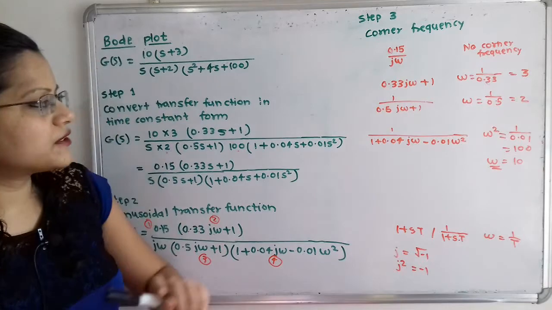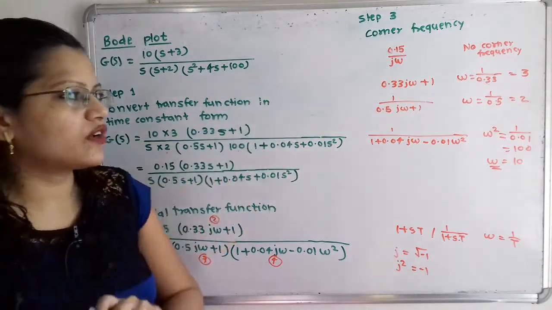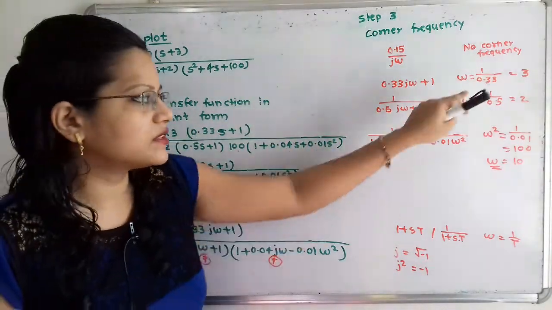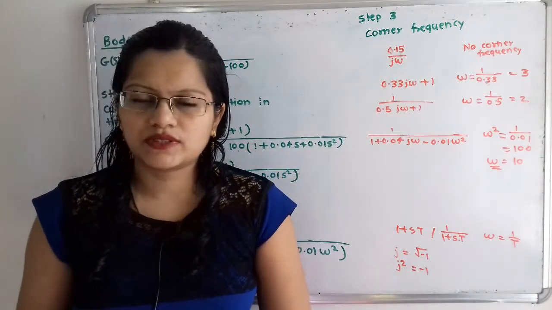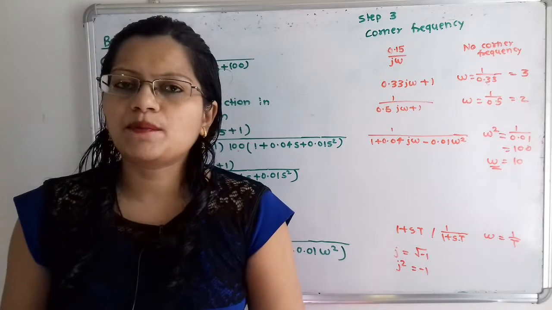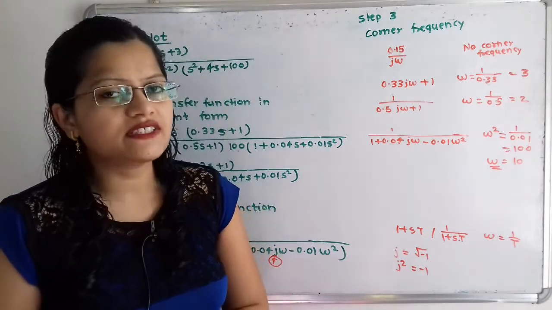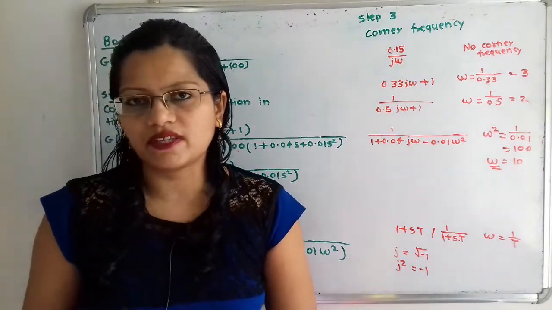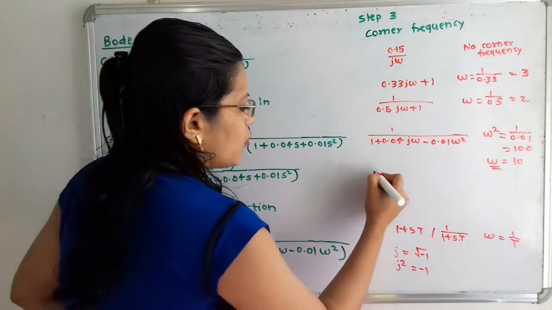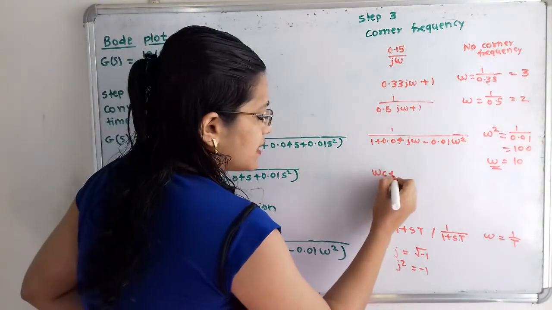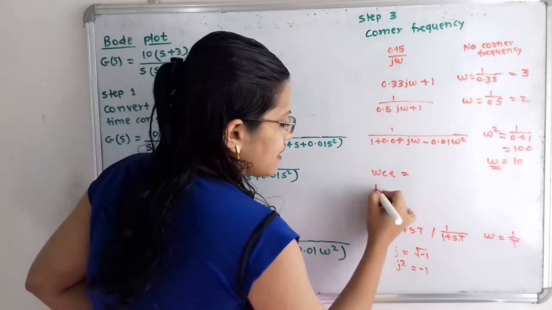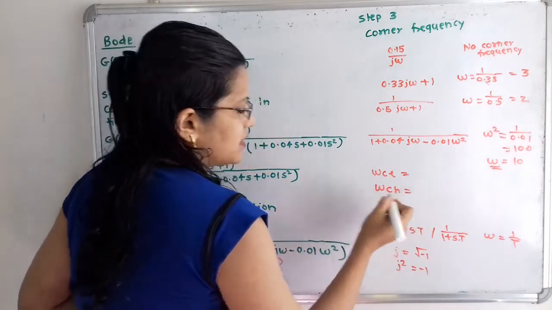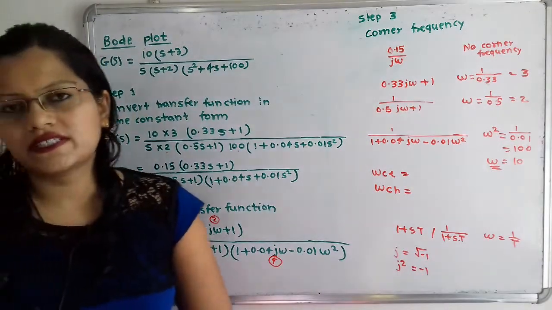Now if we observe, there are total 4 number of terms. Out of these 4 terms, corner frequency is there for 3 terms. Now there is the concept of lowest corner frequency and highest corner frequency. So I will write here omega CL, that is the lowest corner frequency, is equal to, and highest corner frequency omega CH. Now how to decide that?